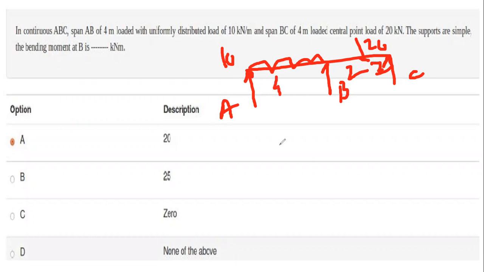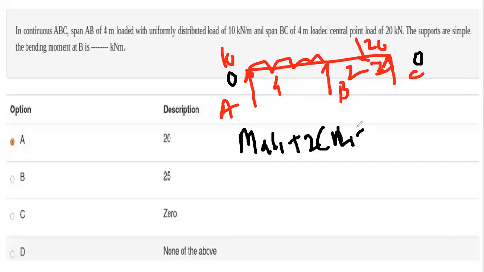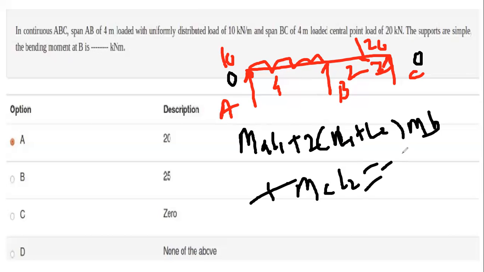So what do we have to find out? We have to find out the bending moment at B. As all the supports are simple, the moment at A will be 0, and the moment at C will be 0. We have to find out the moment at B. So use Clapeyron's three moment theorem: MA L1 plus 2 times (L1 plus L2) into MB plus MC L2 is equal to minus 6A1x1 by L1 minus 6A2x2 by L2. This is the Clapeyron's theorem we have to use.